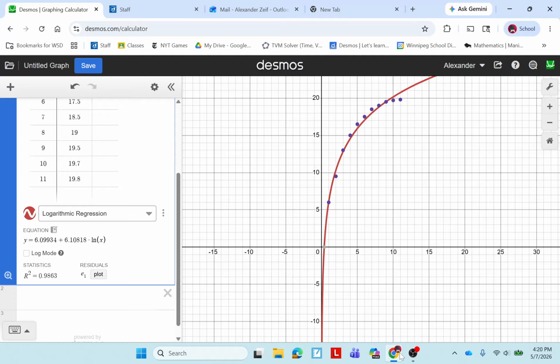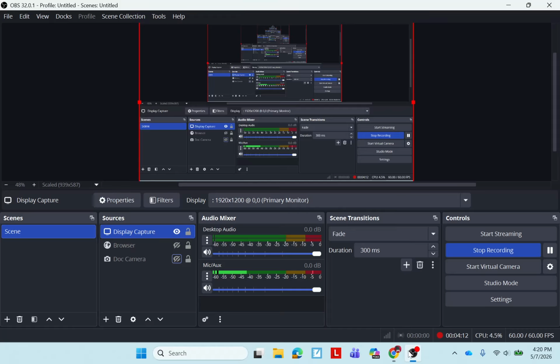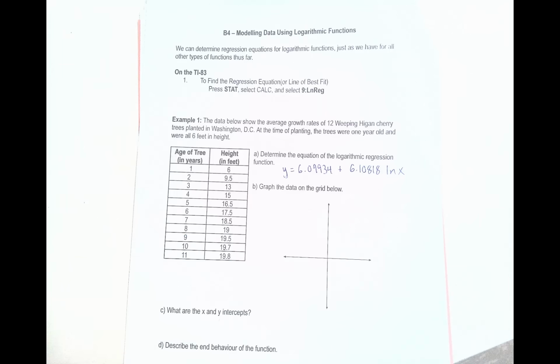So 6.09934 plus 6.10818 ln of x. That's another thing I want to point out here: when we do logarithmic regression, it gives us the natural log regression, which is what we are looking for. So ln is for natural log. It is the inverse of the exponential function e to the power of x. We talked about that in the last lesson. And let's just switch back to the notes. So I have my equation written here.